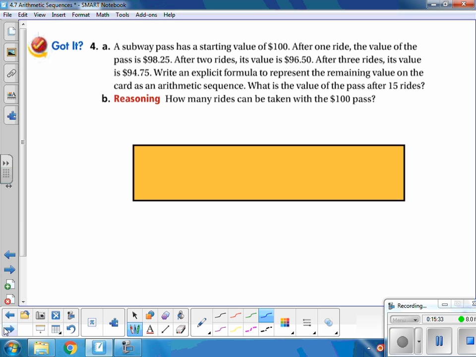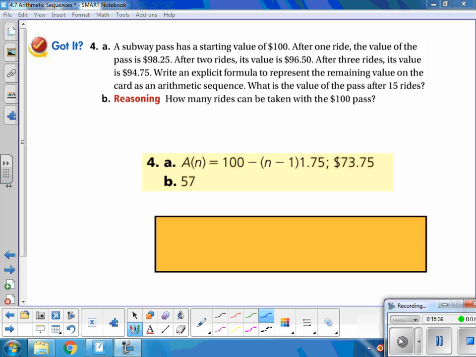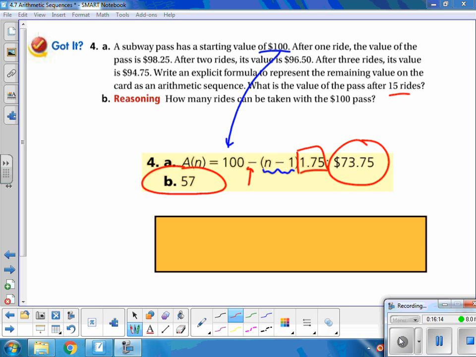All right, press pause. You give it a try. A couple elements here: starting value of 100, which is right here. I've got my recursive pattern, which is right here. Notice we're subtracting because we're spending it. The value is going down, so that's something we had to keep an eye on. And notice this right here, this is my 175 that's changing each time, and that's something you had to calculate. You had to determine that pattern. And we worked this out, and we found that B, how many rides can be taken, is 57. 15 rides, right there.